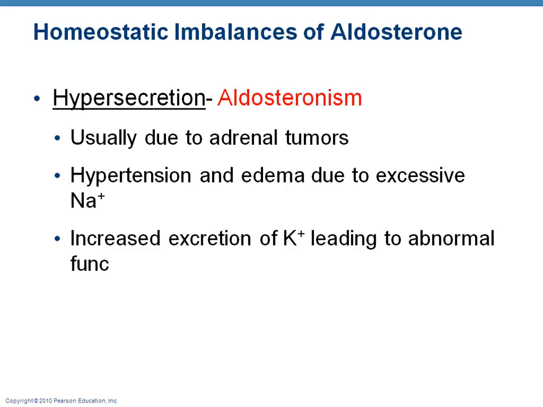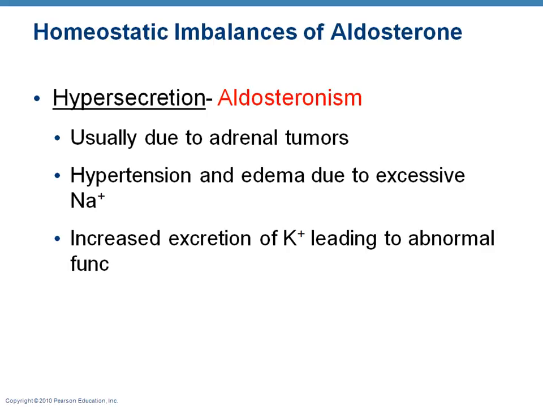So hypersecretion here is something called aldosteronism. You can see it's usually due to adrenal tumors. Hopefully you've already talked about the case study with the thyroid, so you have an idea of what a tumor can do. If you have a tumor growth in your adrenal cortex, you have more cells secreting more aldosterone. That's going to cause hypersecretion.